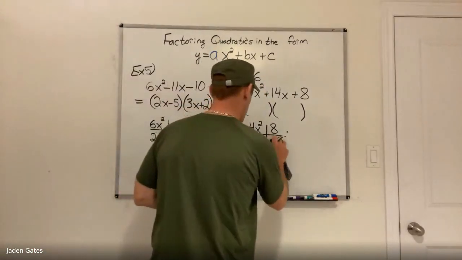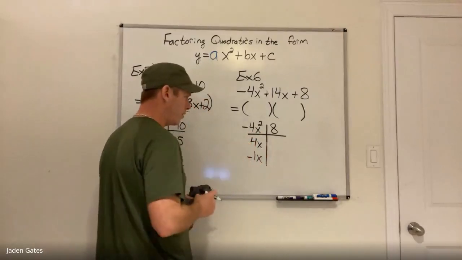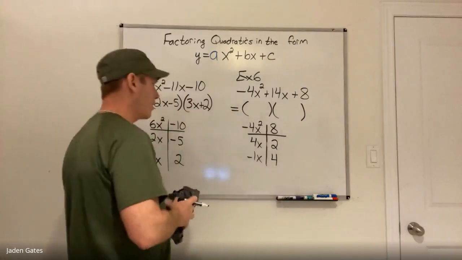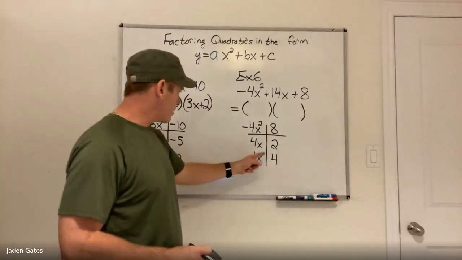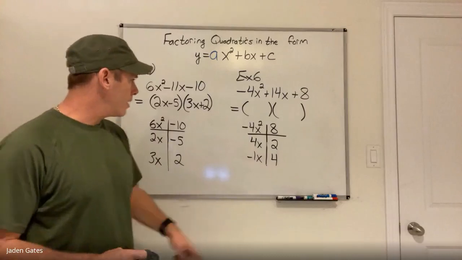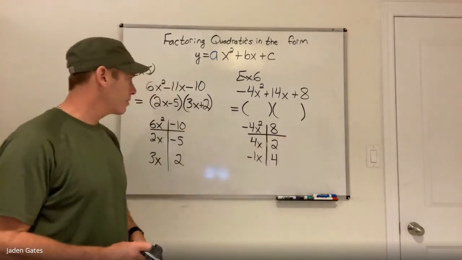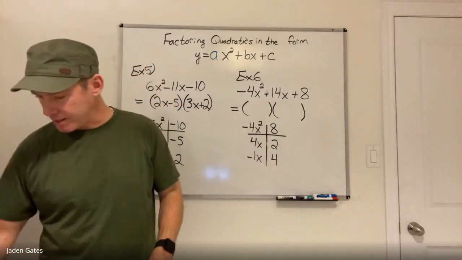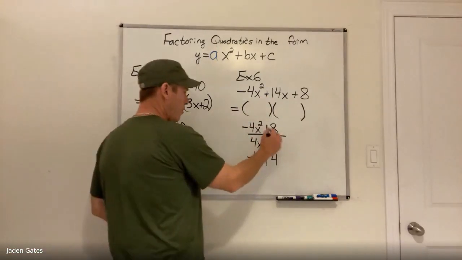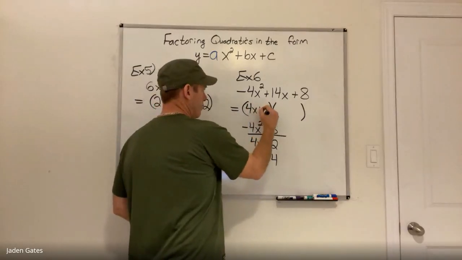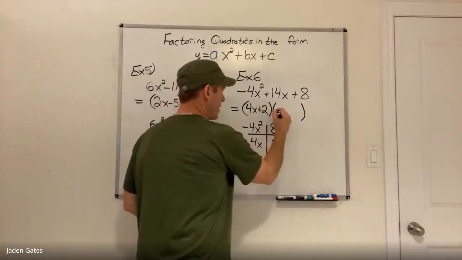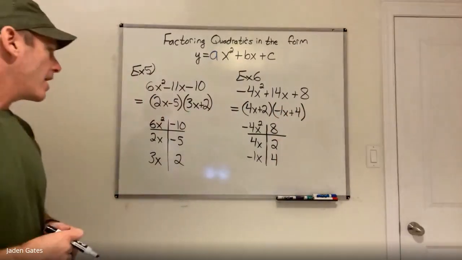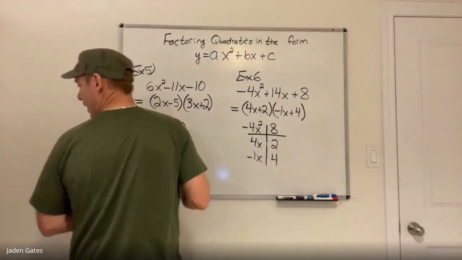I'm going to reverse these numbers. Which one did I have first? I think a 2 and a 4. Let's see here. 4x times 4 is 16x, minus 2x. Hey, 16x minus 2x gives me my 14x. And so I get a 4x plus 2, and I have a negative 1x plus 4. There we go. And I actually believe this one also has two combinations.